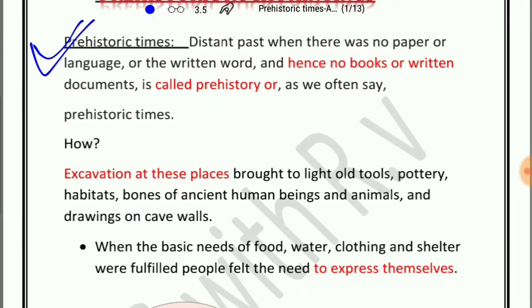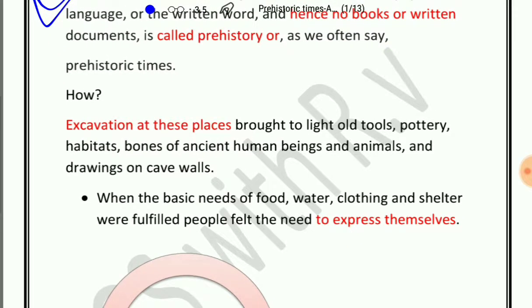So the next question is, how do we come to know about these prehistoric times or prehistoric things discovered by human beings? The places of the prehistoric times were basically found by excavation, which brought to light old tools, pottery and habitats. In the excavation, the excavators found the bones of ancient human beings and animals, and drawings on the cave walls.